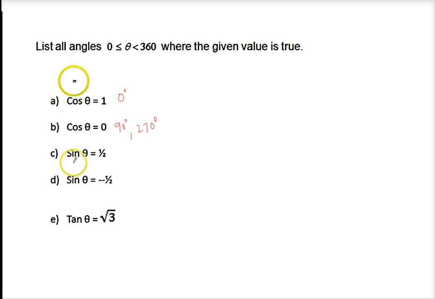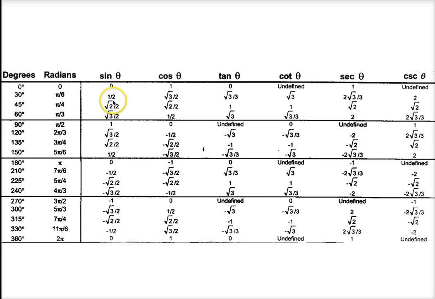Next, where is the sine of theta equal to 1/2? Now, if you have your trig values memorized already, you might know where that happens in the first quadrant. Okay? If you don't, go to your charts. Okay? Where is the sine equal to 1/2? Well, the sine is equal to 1/2 at 30 degrees. And if you continue down, it's also at 150 degrees.